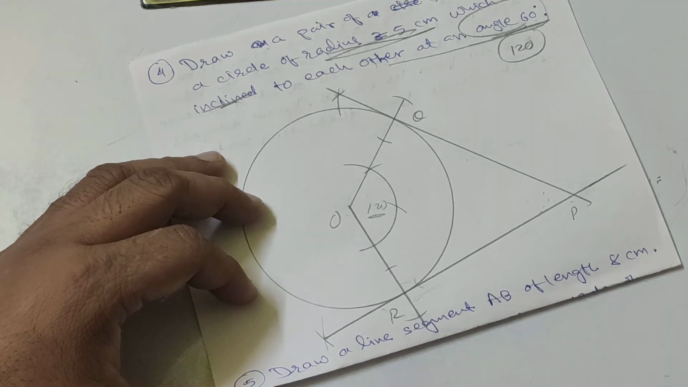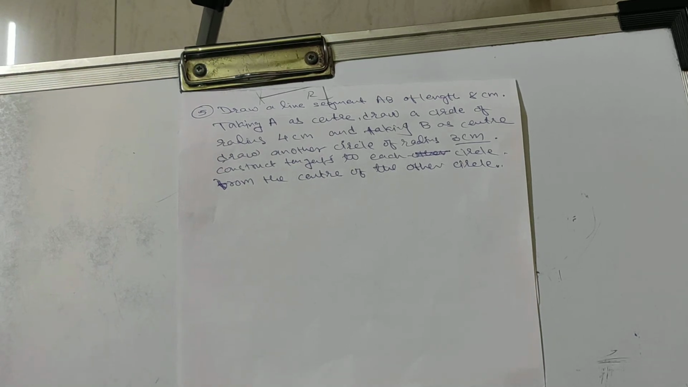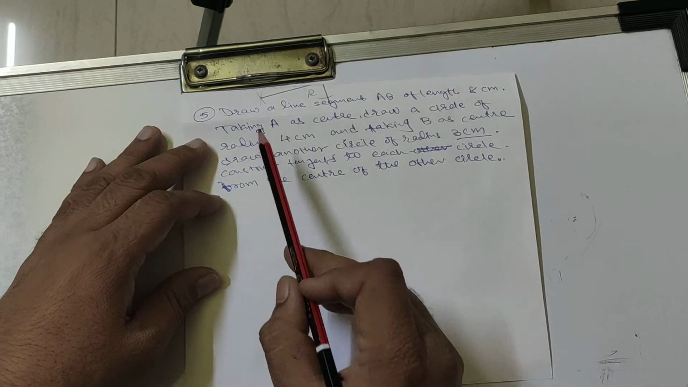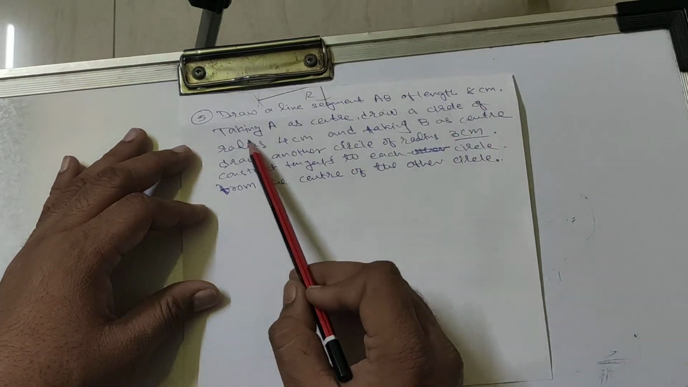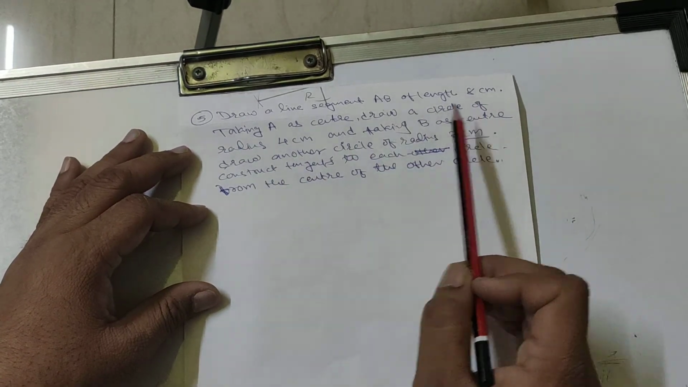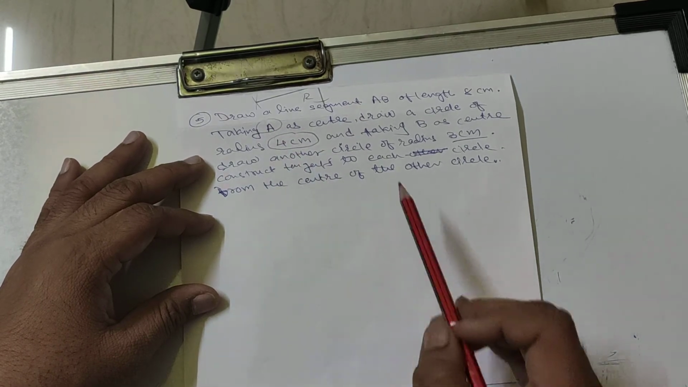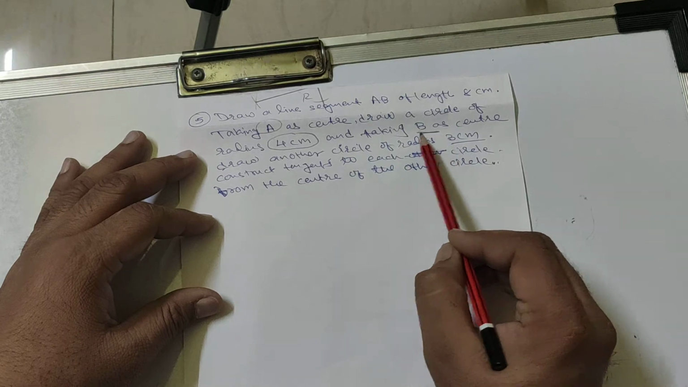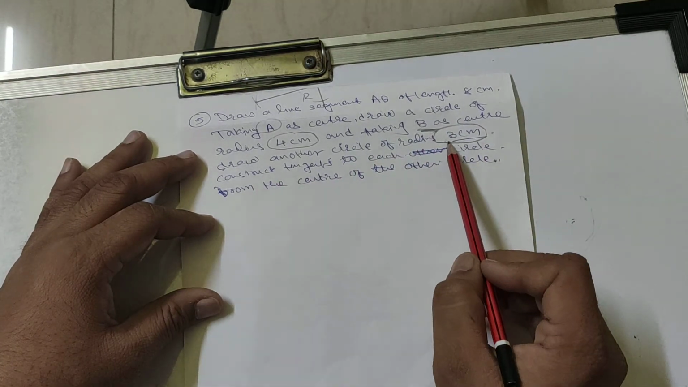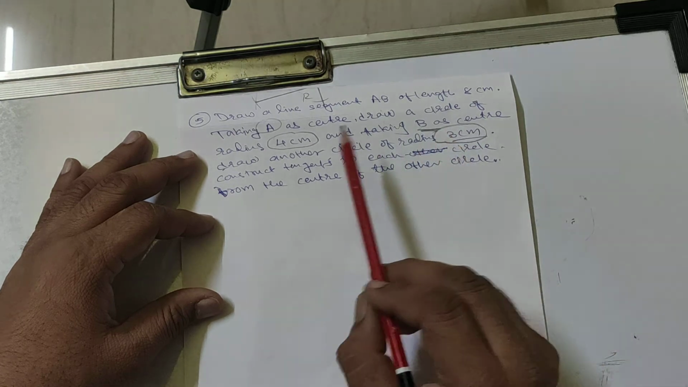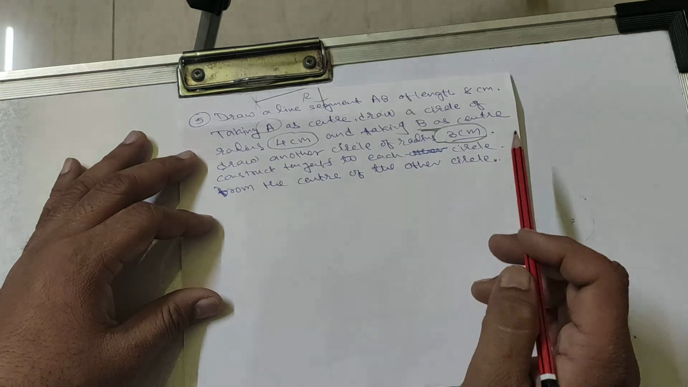Let me move on to the next, construction number 5. Let's do this construction where: draw a line segment AB of length 8 centimeter. Taking A as a center, draw a circle of radius 4 centimeter. Around A we have to make a circle of 4 centimeter, and at B we have to make a circle with radius 3 centimeter. So one has 4 centimeter, the other has 3 centimeter. These can be different.